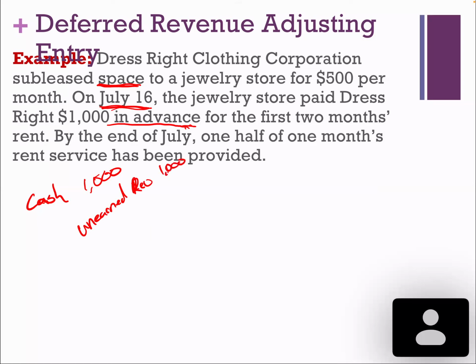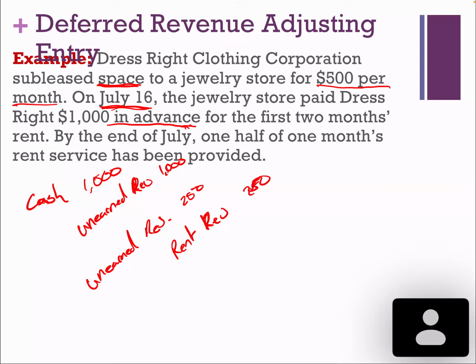so let's look at this. By the end of July, 1/2 of 1 month. Okay, so half a month has gone by. It wants us to do the adjusting entry. So now, once half the month has gone by, we debit unearned revenue. Okay, so we're reducing that liability account, and then we're going to credit rent revenue. Okay, remember rent revenue has a credit balance. So to increase the revenue account, we credit it. It's half of a month, and it's $500 per month, so that'd be $250 for half the month.